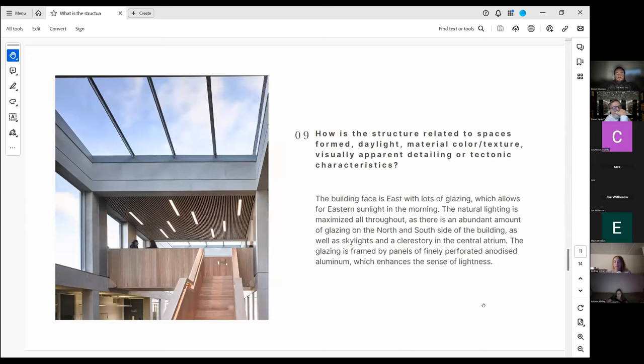And then lastly, the building is facing east with lots of glazing, so it allows for a lot of eastern sunlight in the morning. Natural lighting is maximized throughout the whole building, as there is an abundant amount of glazing on the north and south side of the building, and there are also skylights and clerestory in the central atrium. The glazing is framed by panels of finely perforated anodized aluminum, which enhances the sense of lightness.